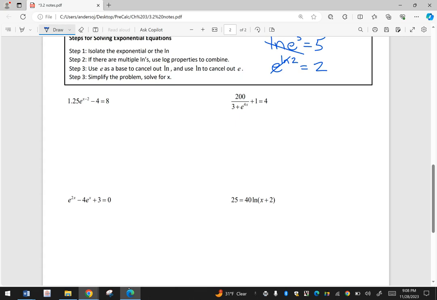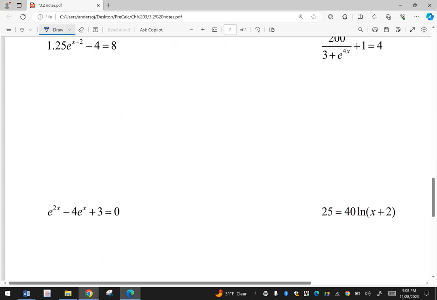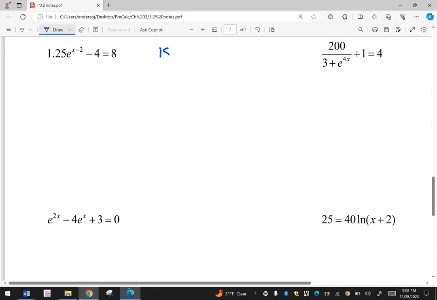All right, now that we've located those buttons, the first step again is to isolate. If we have multiple ln's, we might need to use log properties. We're going to use e and ln to cancel each other out, and then we're going to solve for x. All right, in this first example here, we are starting with an e. Again, the first thing we want to do is isolate the exponential function. So I'm going to add 4.